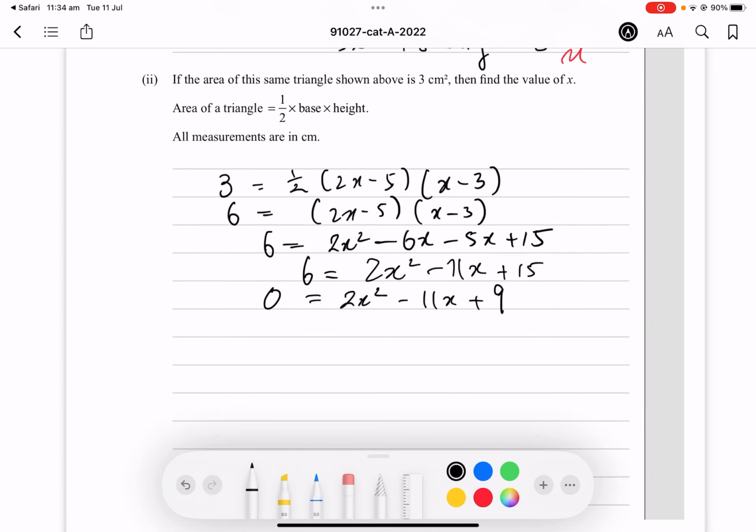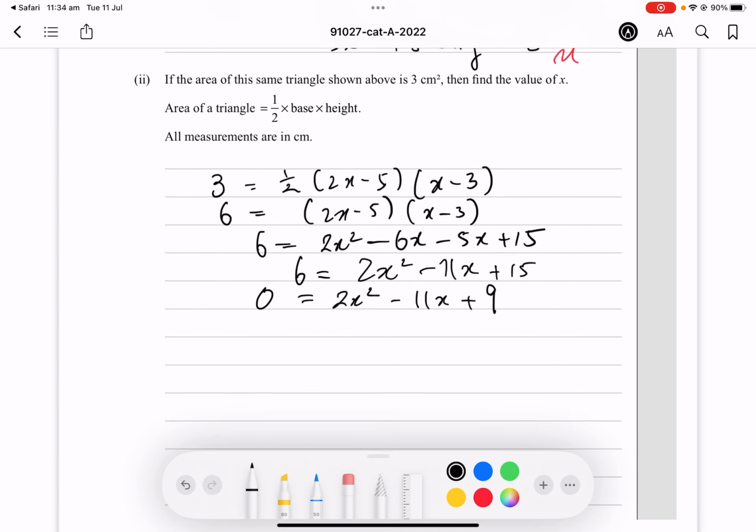Okay, and now we need to either use the quadratic formula. But in level 1, we have not learned the quadratic formula. So all of these equations given in level 1 should be able to be factorized very neatly into whole numbers. So that's what we're going to do.